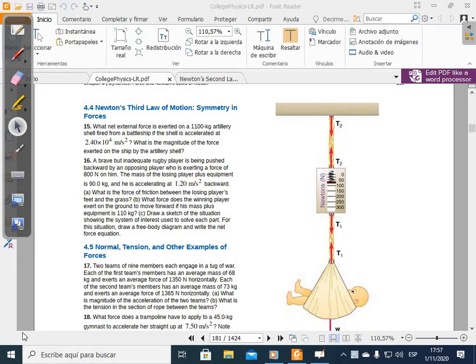Today we're going to solve one of the problems and exercises from our book. Remember, we're still working with the topic Newton's third law of motion, symmetry in forces.